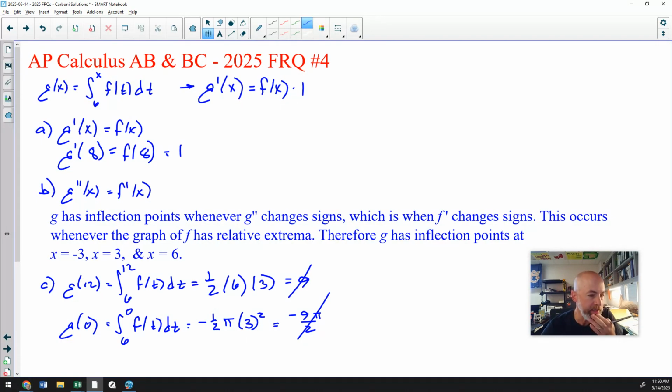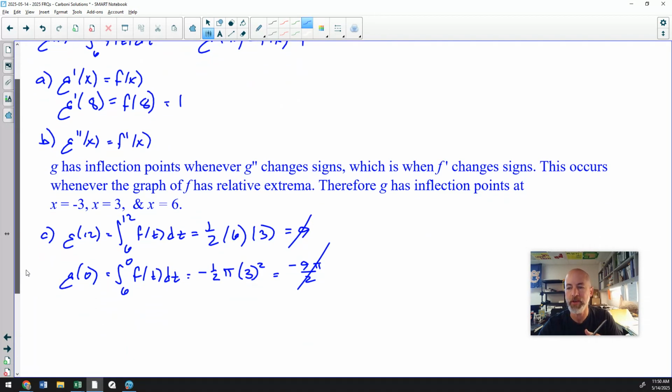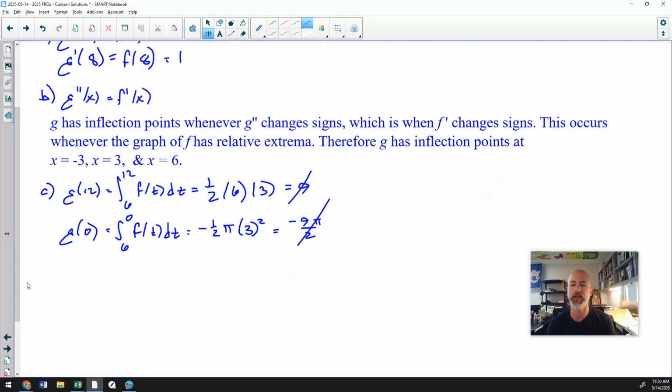And number D, find the x at which g attains its absolute minimum on the, didn't we have an extreme value theorem question already? Two extreme value theorem questions? That's fun. All right, number D. G attains its absolute min on a closed interval. This is indeed extreme value theorem, and the first thing we need to do is consider critical numbers.